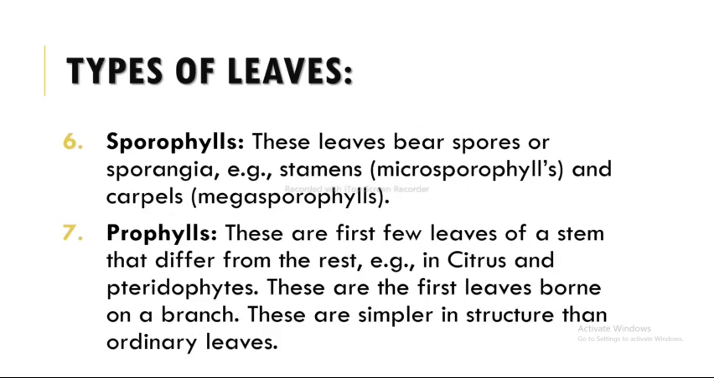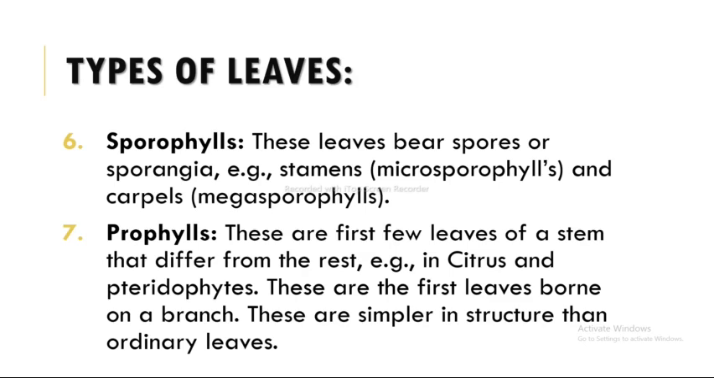Sixth type of the leaf is sporophylls, and these leaves bear the spores or sporangia. For example, stamens, which are known as microsporophylls, and carpels, which are known as megasporophylls. Now, the question is, what is meant by sporangia? Sporangia in ferns and lower plants are receptacles in which the asexual spores are produced. That is known as the sporangia.